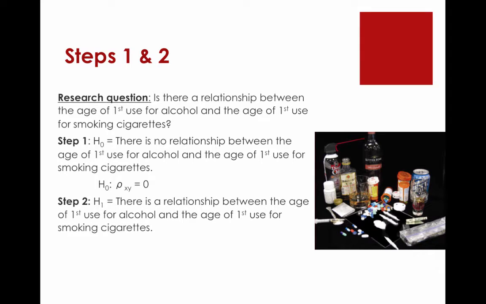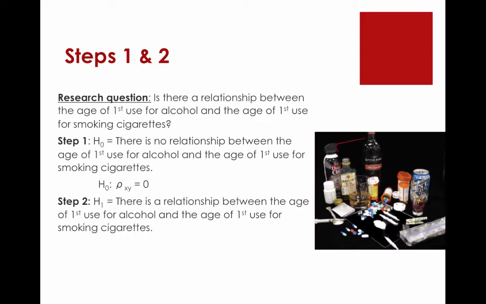There is a relationship between the age of first use of alcohol and the age of first use of smoking cigarettes. So based upon our research question and our hypothesis, we can write out a directional and also a non-directional equation. So let's just talk about stating the non-directional research hypothesis equation based upon this alternative hypothesis here.